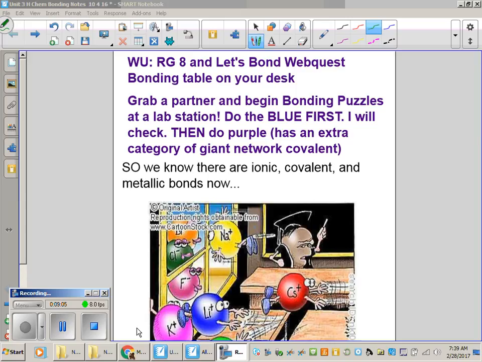Diamonds, think how diamonds are really, really strong. They also have really, really high melting points. Giant covalent structures are always solid at room temperature, with high melting points, and most do not conduct electricity except for graphite. What would you associate with graphite? Pencil lead. And that is a giant network covalent solid.